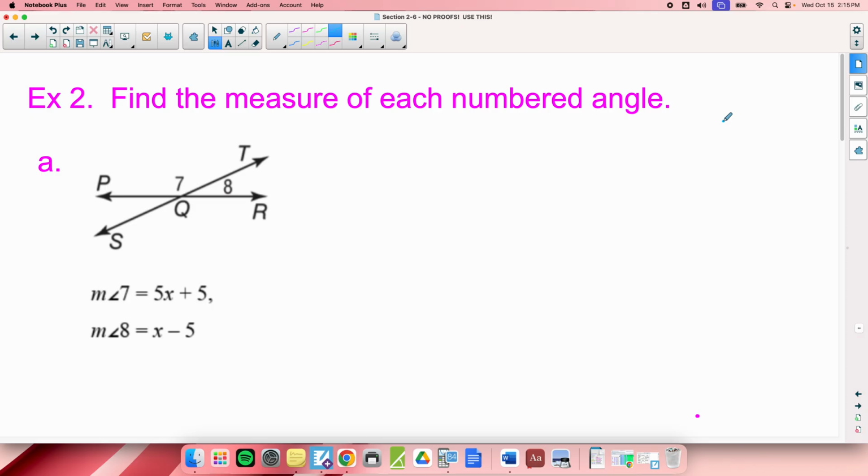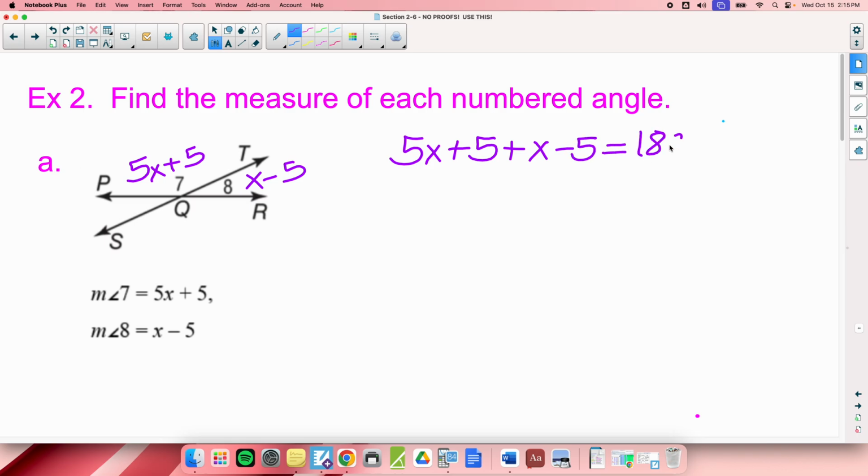Okay, so let's go to the last page here, guys. And angle 7 is 5x plus 5. Angle 8 is x minus 5. What would we do with these two? Plus them together. We make them equal 180. Does everybody understand they're a straight line, so they'd add up to 180. So we're gonna go 5x plus 5 plus x minus 5 equals 180.